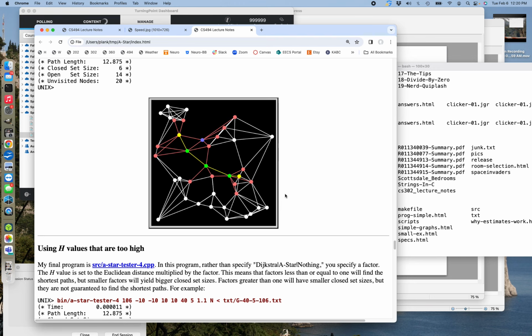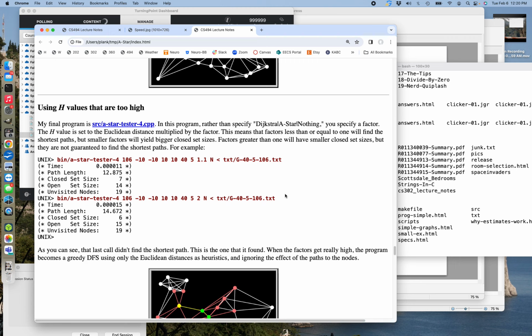I also hacked this up so that I would use H values that are too big. Now, what I forgot to tell you here is that when your H values are too big, then it might not find the shortest path. But it might be faster. It might put fewer nodes into the closed set.